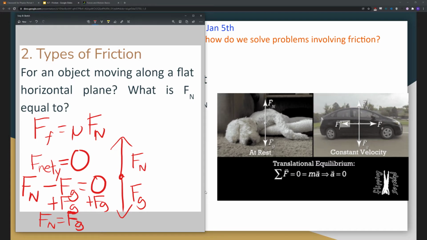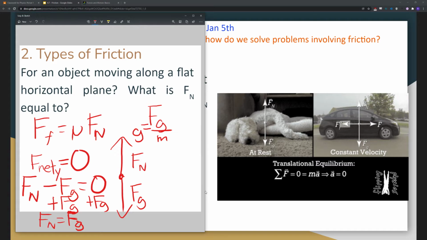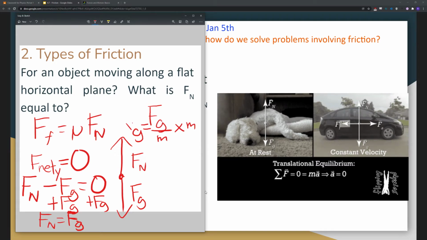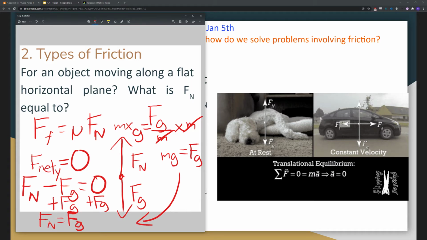And well, what is Fg equal to? Fg is on your reference table. On your reference table, it says g is equal to Fg over m. Well, if we solve for Fg here, if we multiply by m on both sides, we get mg is equal to Fg. And so now we can posit the situation. So Fn is equal to Fg is equal to mg, where m is your mass and g is the magnitude of the acceleration due to gravity, which is 9.8 meters per second squared. Right? And so that's what Fn is equal to. And if you don't want to remember the proof, you just need to remember this.